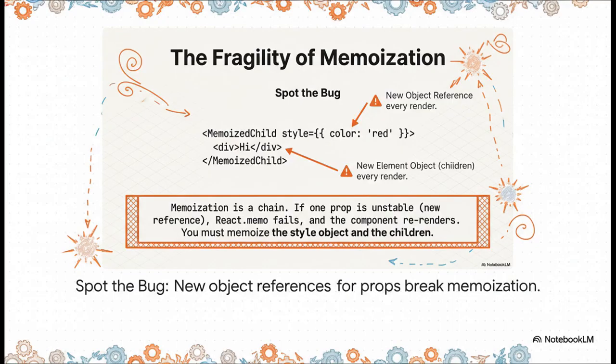But here's the trap. This is where it all falls apart. Look at these two classic examples. That inline style object and that div we're passing in as children. Because of how JavaScript works, those are brand new objects getting created on every single render. So when React does its check, it sees a new object reference and thinks, oh, the props have changed, and it re-renders the component anyway. And just like that, your React.memo is completely useless.